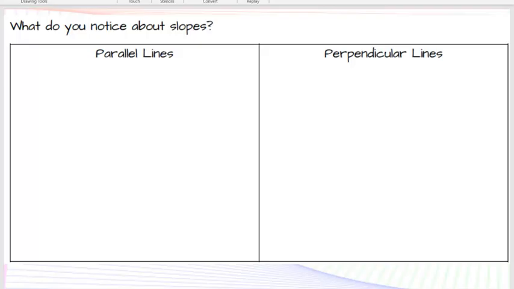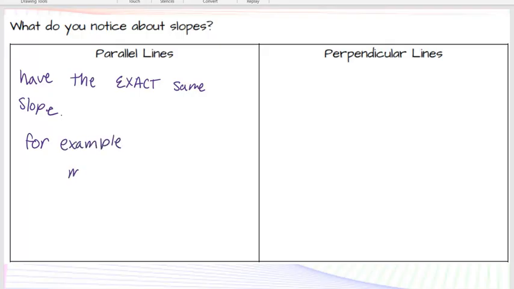So parallel lines, if you noticed on the last page, we found that parallel lines have the exact same slope. For example, your slope on the first equation, let's say it's 2/3. Your slope on the second equation would also be 2/3.